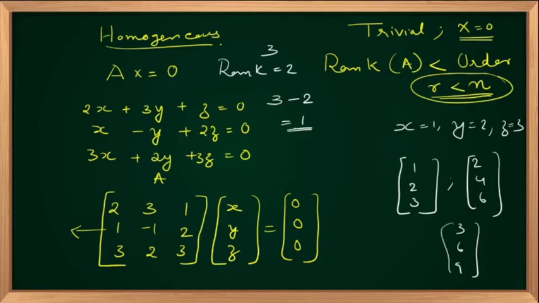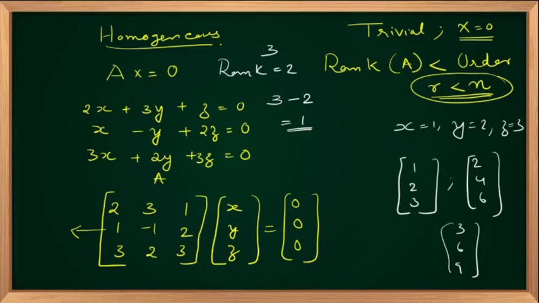That one set, that number, is obtained by the null space. So what is the null space of the coefficient matrix? That many sets of solutions will be there, which are linearly independent.